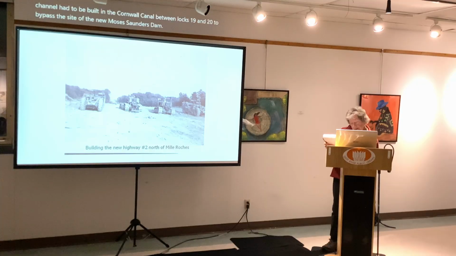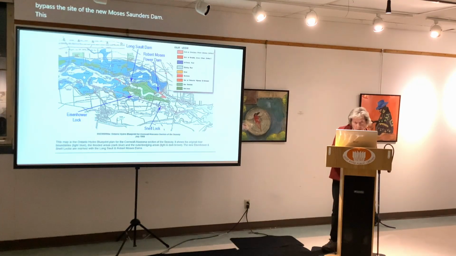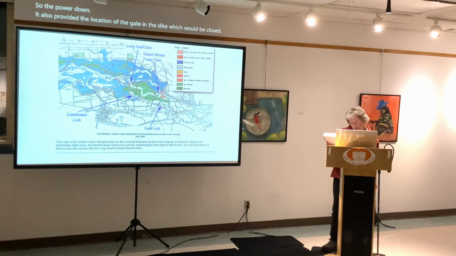This also provided, I'll go back and show you that. So the power dam. It also provided the location of the gate in the dike, which would be closed the day before the flooding took place. So when they closed that up, then the flooding could start.